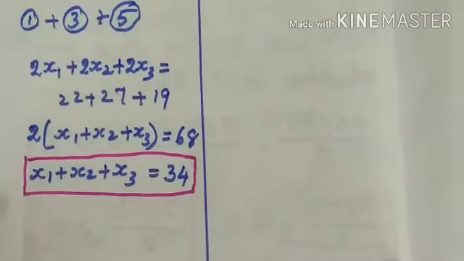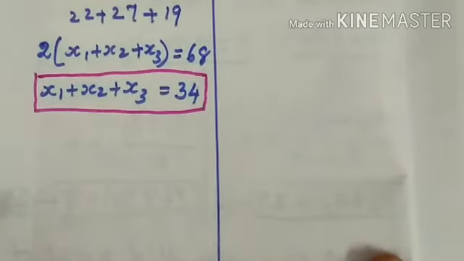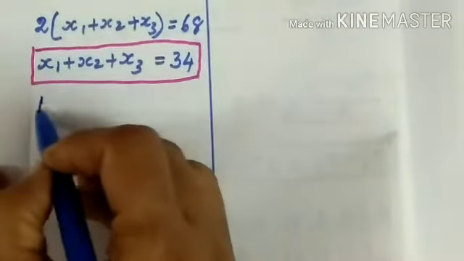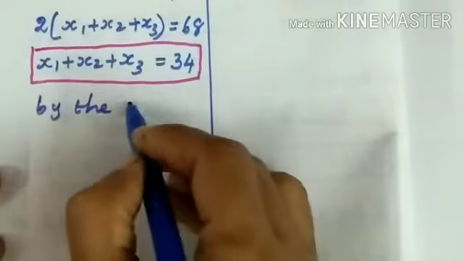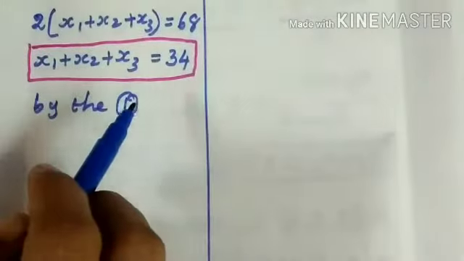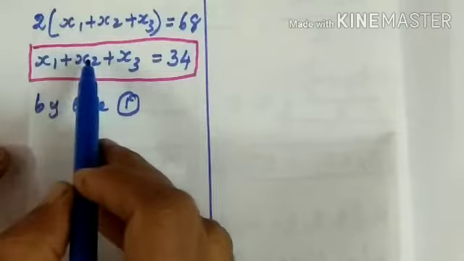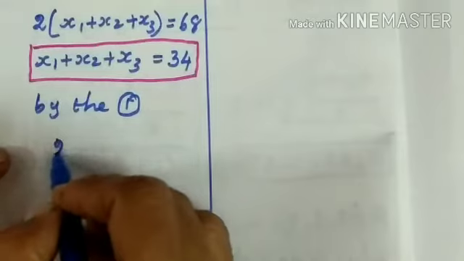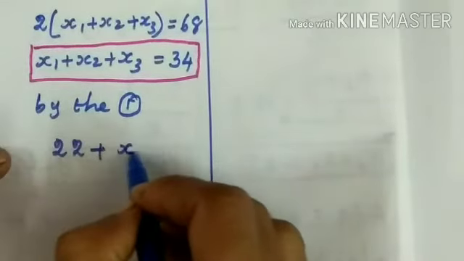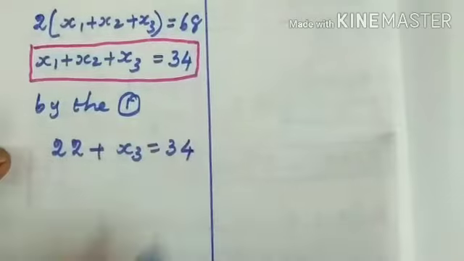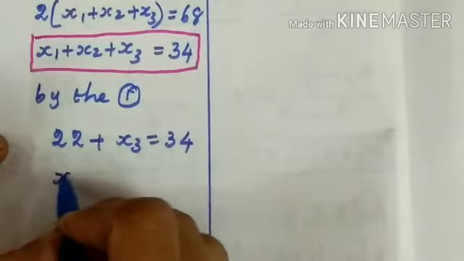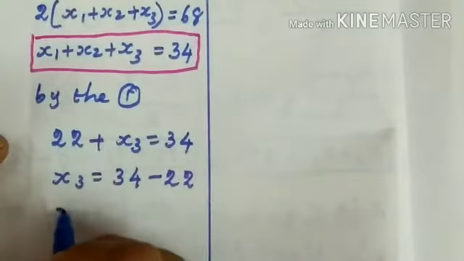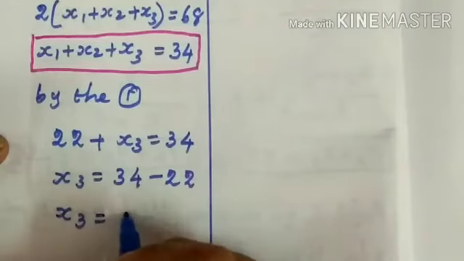By using this equation, we have to find the x coordinates. See, by the first equation, we know that x1 plus x2 is equal to 22. Therefore, 22 plus x3 is equal to 34. Now you simplify, this means x3 is equal to 34 minus 22. We get the answer x3 is equal to 12.